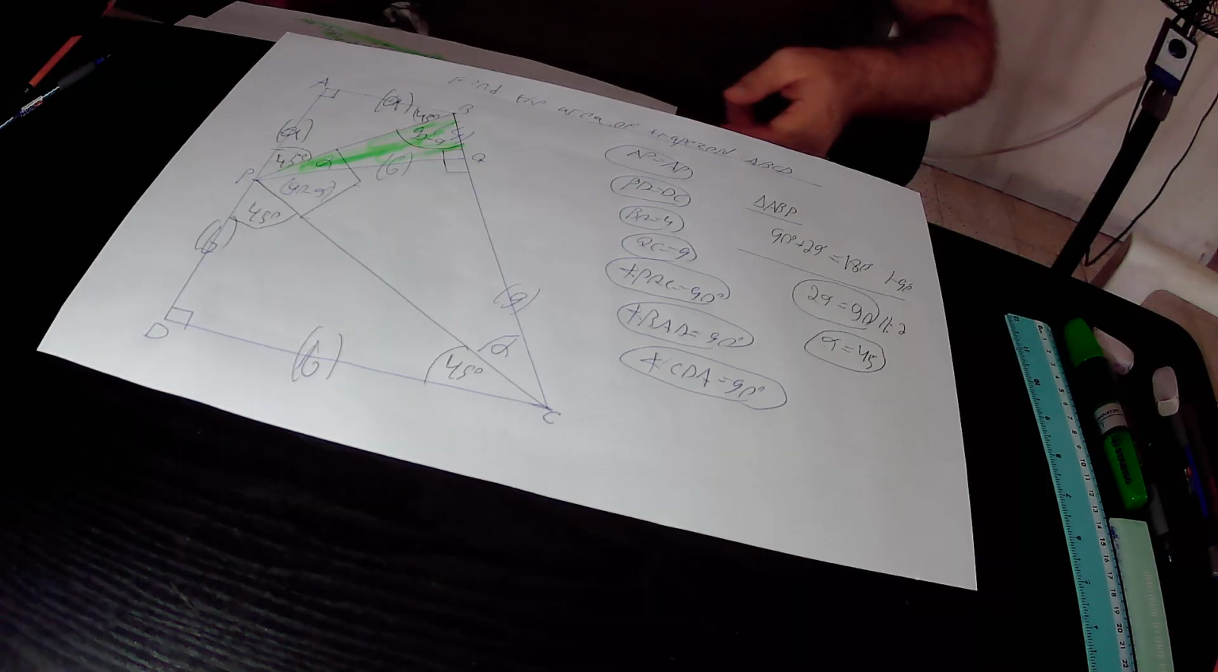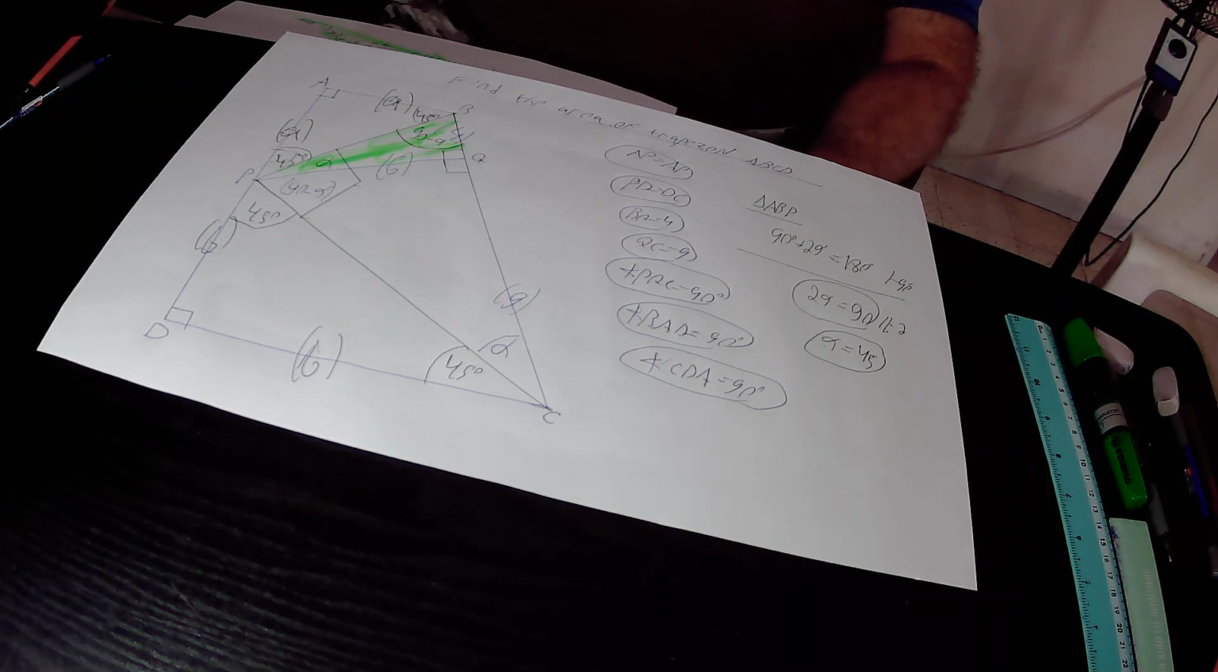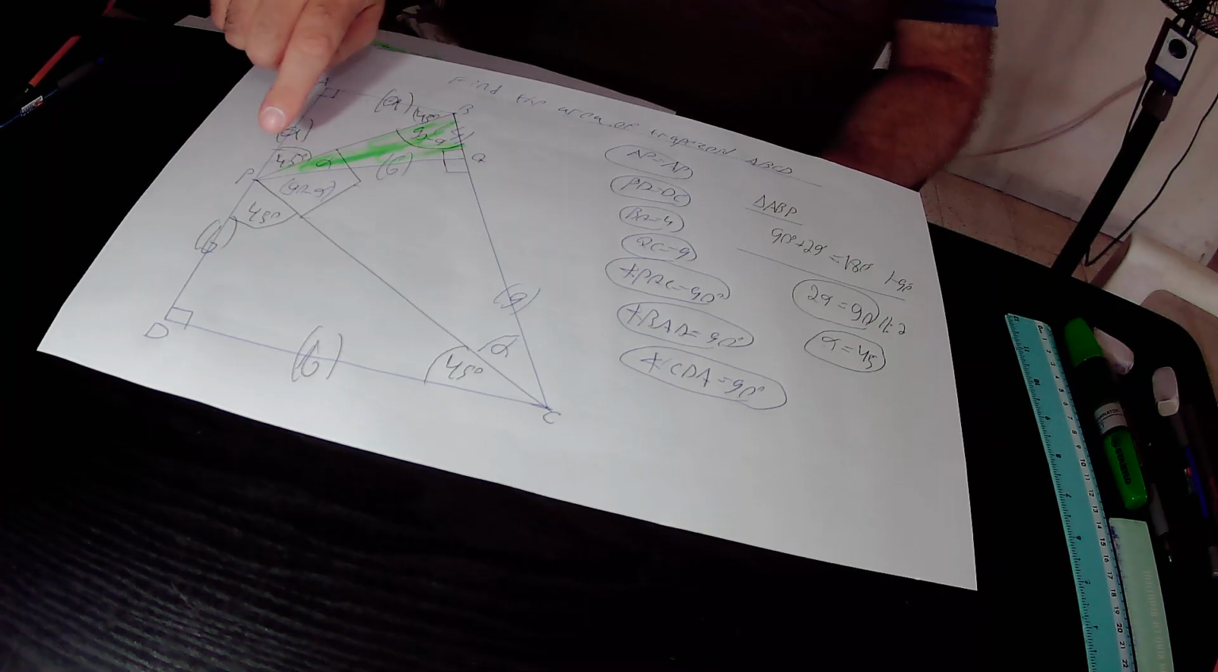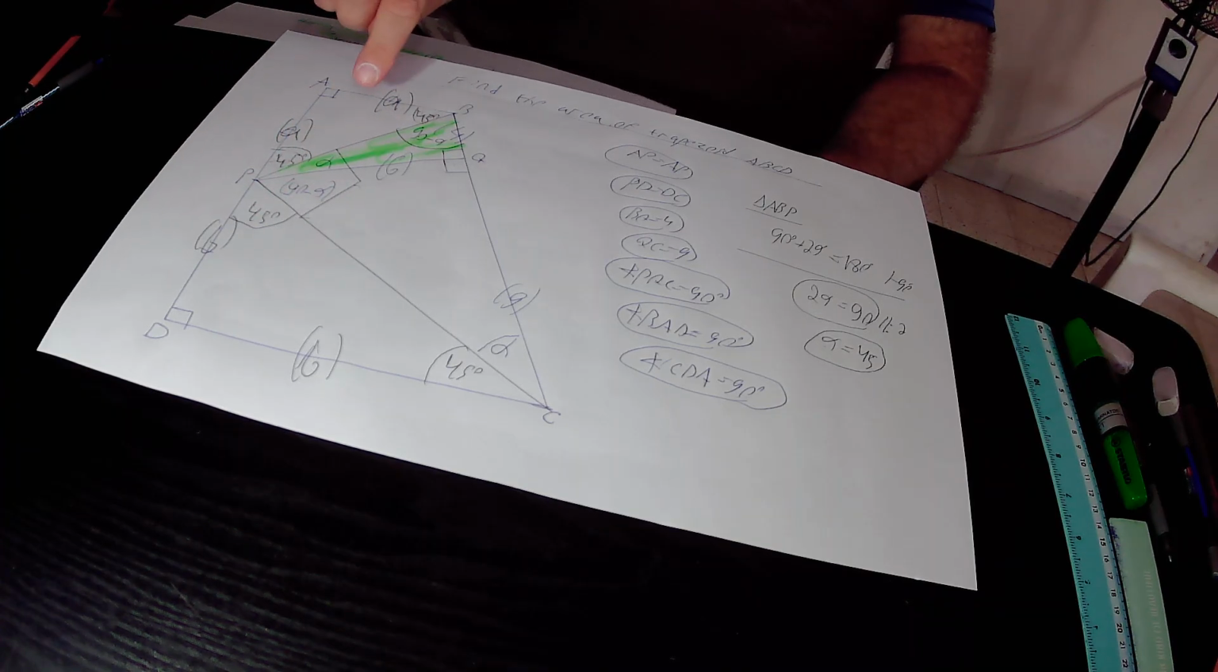Our mission is to find the area of this trapezoid ABCD. What is the area of trapezoid ABCD? The area of trapezoid ABCD must be equal to the sum of the areas of the three components that trapezoid ABCD consists of. Trapezoid ABCD consists of this right triangle ABP. The second component is the big right triangle BPC, and the third component is this right triangle PDC. So the sum of the areas of those three components must be equal to the area of the big trapezoid ABCD.